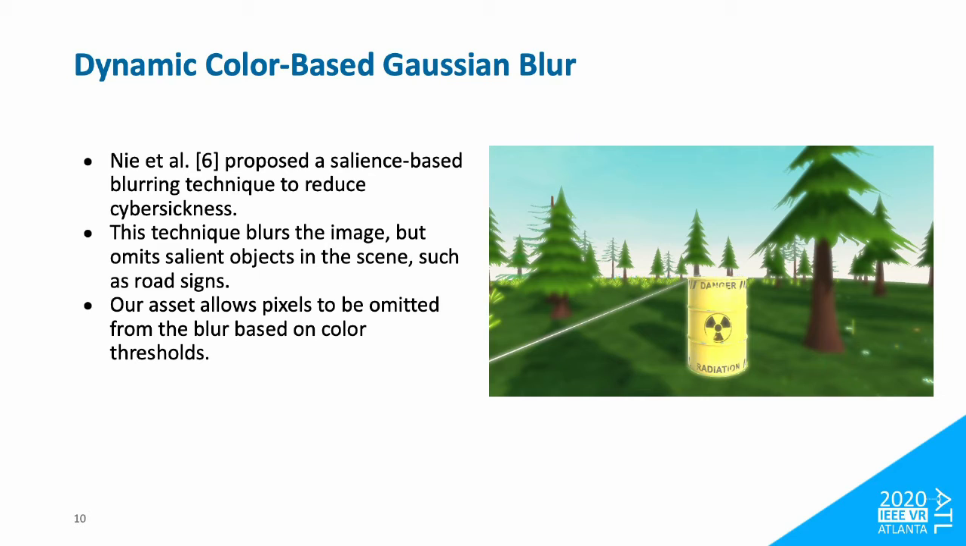We noticed that these salient objects were often brightly colored, so we developed a color-based Gaussian blur asset of our own. By customizing a number of color threshold sliders in the editor, this effect can be told to ignore pixels meeting a certain color profile. For instance, if I wanted to ensure that stop signs were not obscured in a driving simulation, I could tell the asset to ignore pixels with a high enough red value.